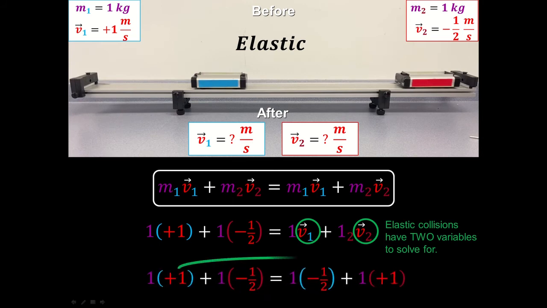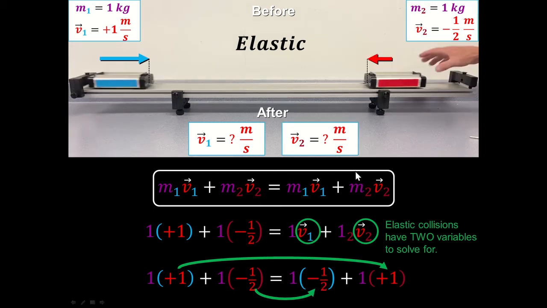Kind of hard to see. So let me show you what they did, and then I'll show you in slow motion. Well, the blue cart was moving to the right at 1 meter per second before, and then the red cart was moving at 1 meter per second after. The red cart was moving to the left at half a meter per second before, and the blue cart was moving at half a meter per second after.